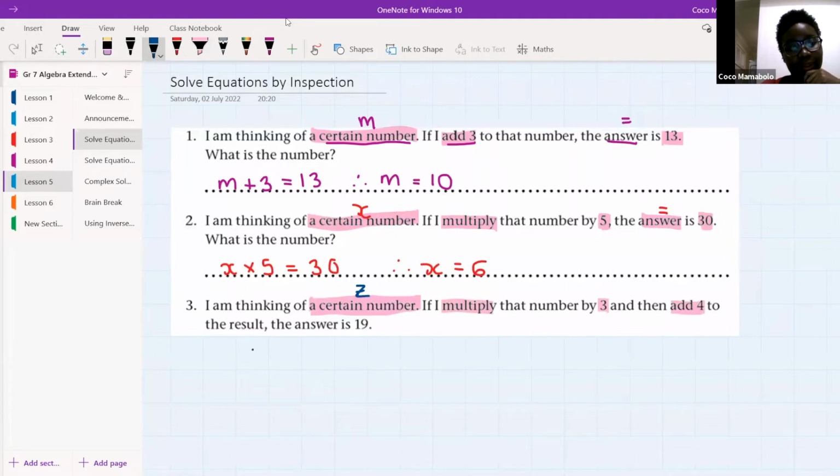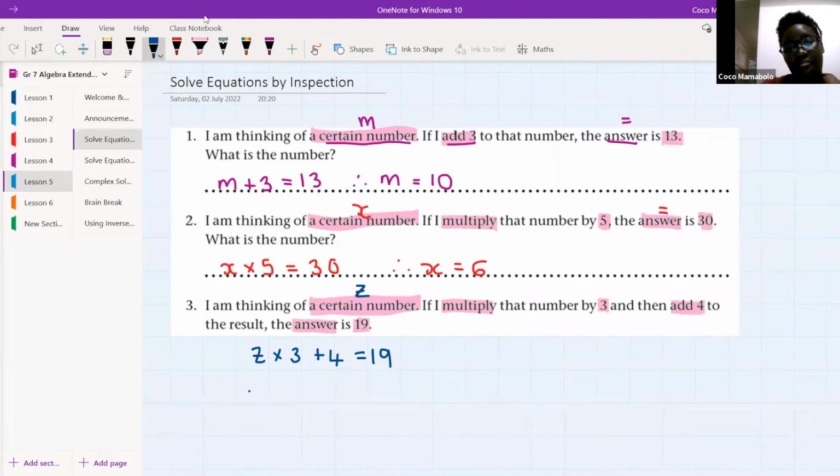Z times 3 plus 4. Okay, and my answer is 19. You know what that answer means? Equals how much? 19. Good. Now we need to figure out what Z is.